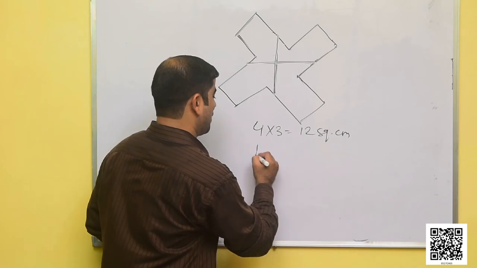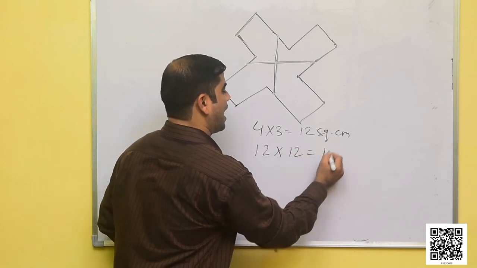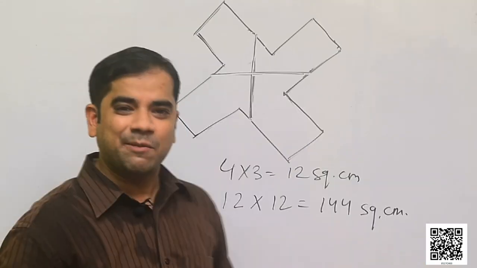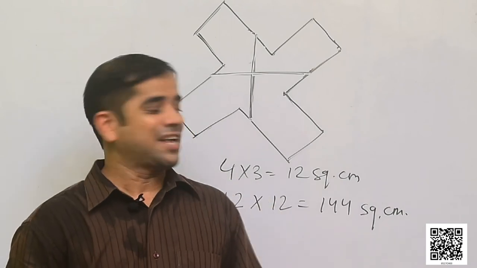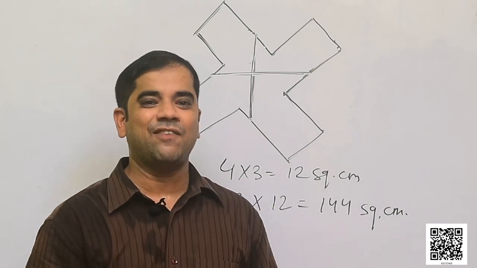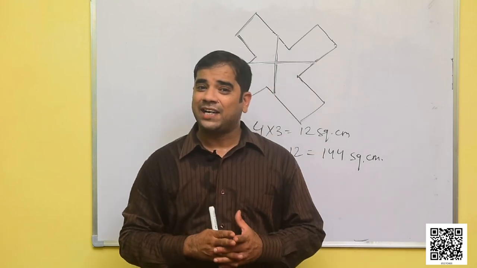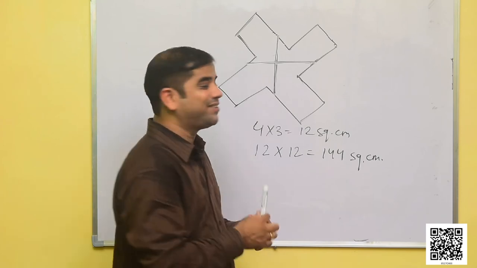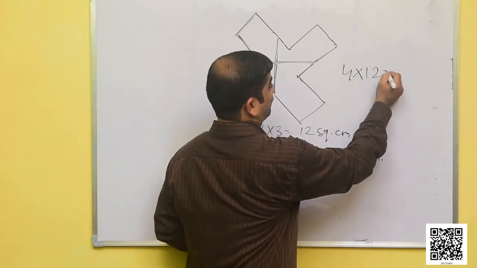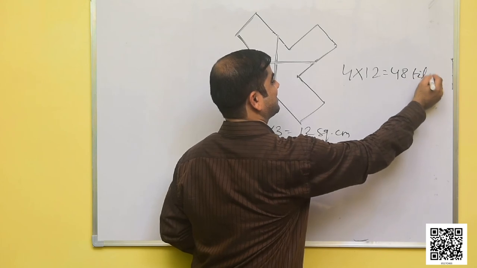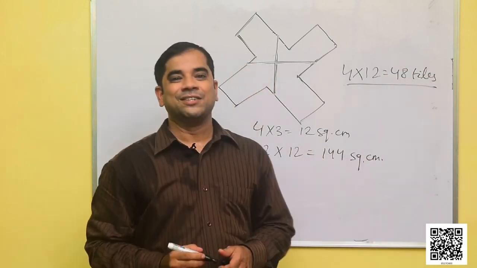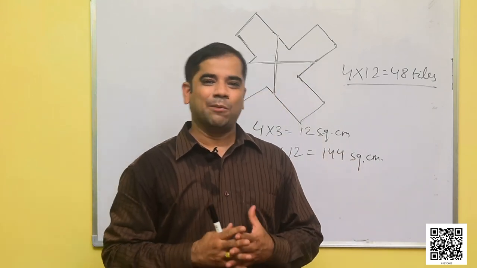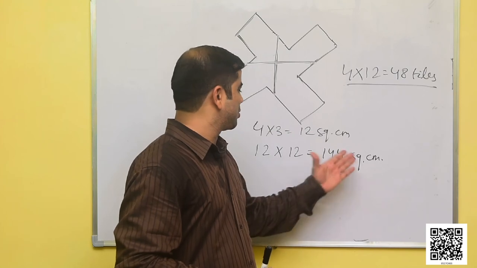So what should be the area of that shape? That is 12 into 12, 144 square centimeter. So the shape that Ziri has created has 144 square centimeter of area. So in total, how many tiles has she used? She has used 4 into 12, that is 48 tiles. So she has used 48 tiles and the total area of the shape is 144 square centimeter.